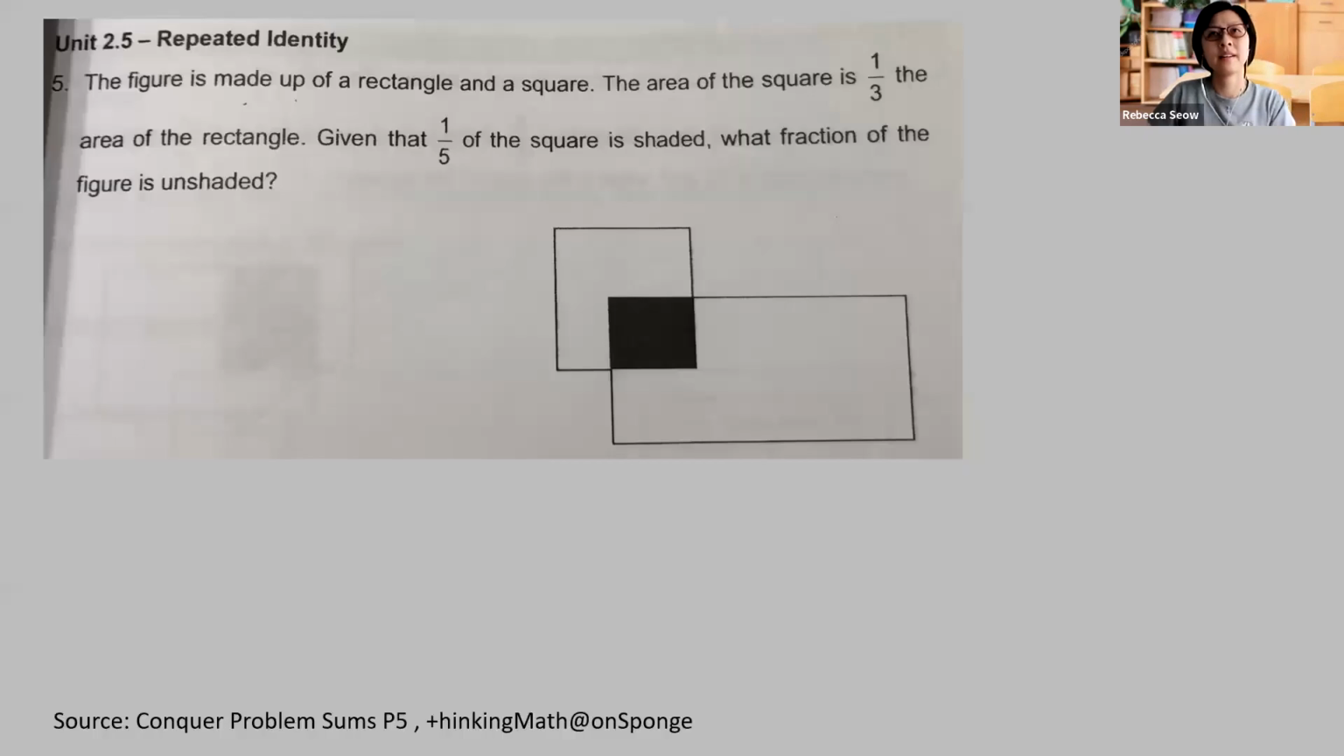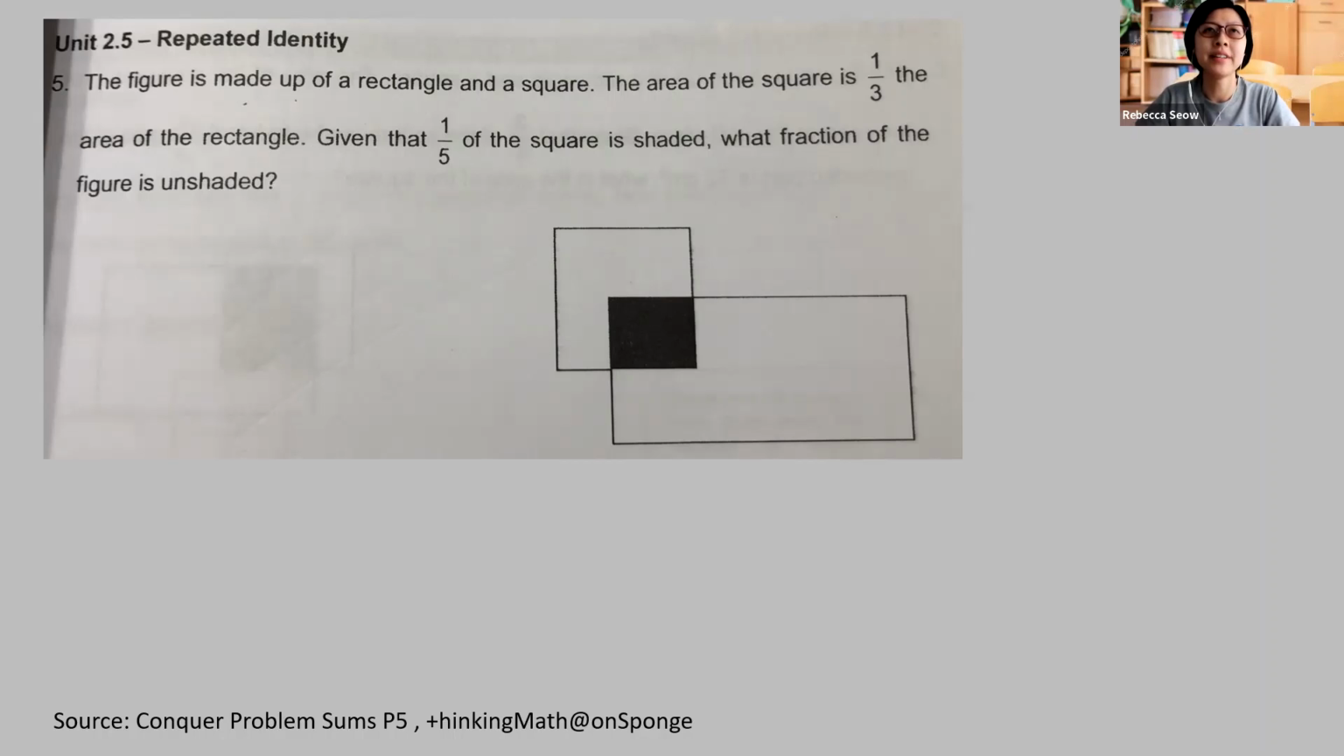Today, I would like to share with you a particular question suitable for Primary 5 and Primary 6 students with regards to the concept of repeated identity. Now, let me do a screen share. All right. Now, this question is taken from Conquer Problem Sums, Primary 5, under Thinking Maths at onSponge. Let's take a look at the question.